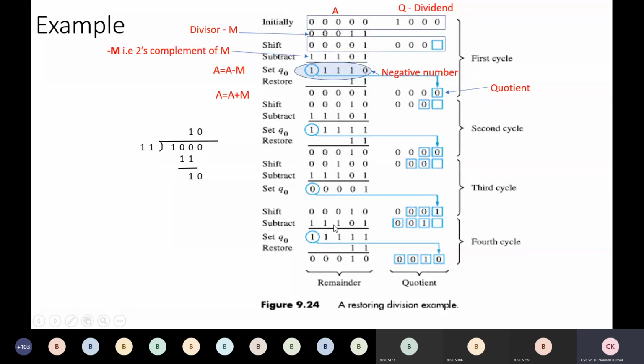Again subtract minus m, and we get this result. This is a negative number, so again restore. The number of cycles are over. Why 4 cycles? Because there are 4 bits, so 4 cycles. This becomes the remainder, this becomes the quotient. Hope this is clear. Right.